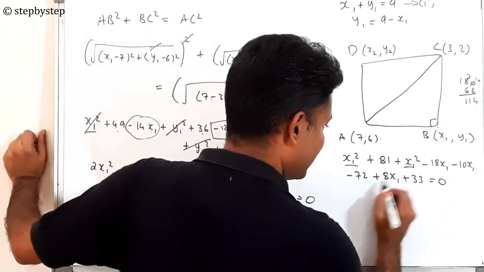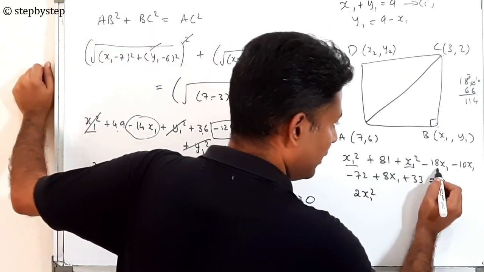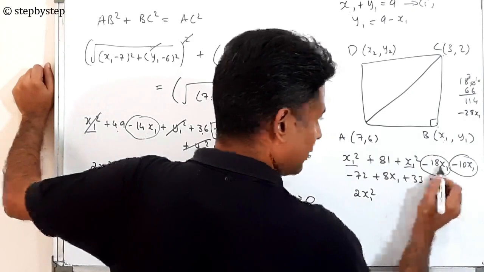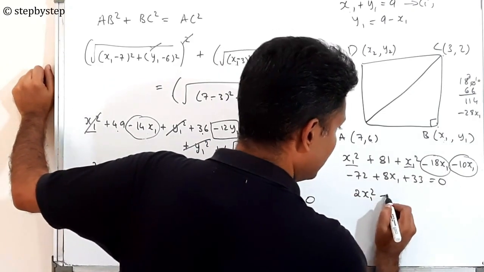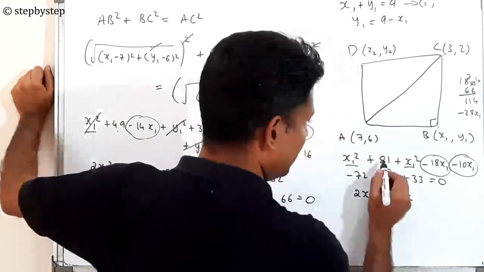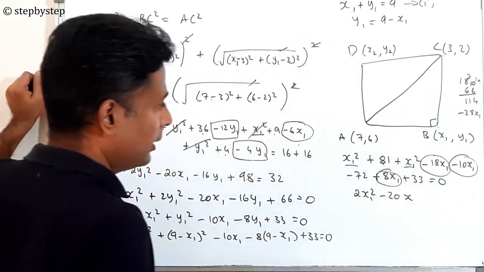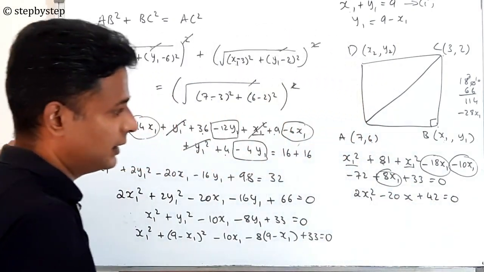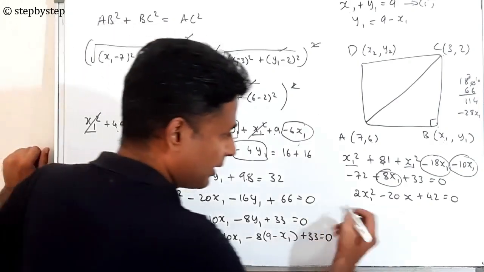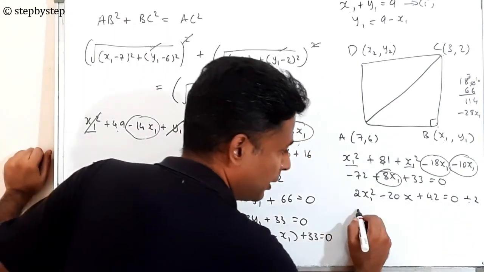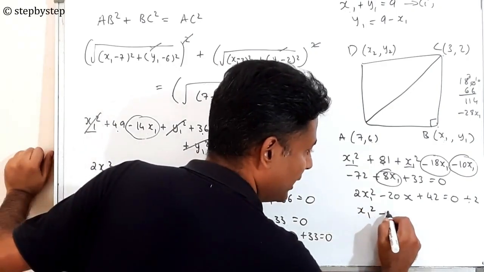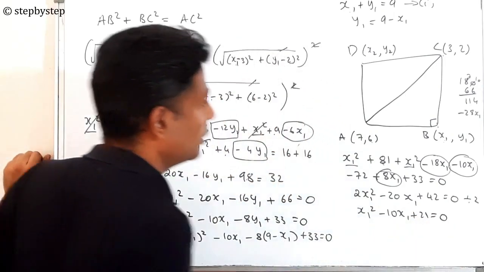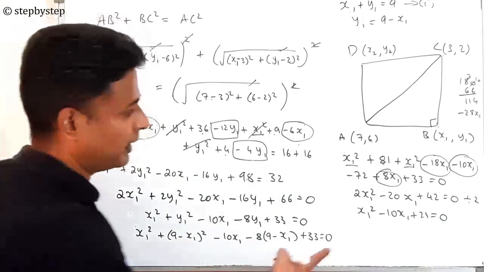So now x1 square plus x1 square, 2x1 square. Then we have minus 18x1 minus 10x1, minus 28x1. Then minus 28x1 plus 8x1, minus 20x1. So that is done. Now what is left? 81 minus 72 is 9. 9 plus 33 is 42 equal to 0. Now this is a quadratic equation. I can divide both sides by 2, because everything is divisible by 2. So I'll get x1 square minus 10x1 plus 21 equal to 0. Now I'll split the middle term.